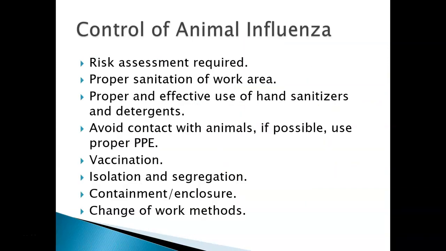Control of animal influenza. Risk assessment required. Of course, this is more for the companies. Proper sanitation of work area. Proper and effective animal handling if possible. Use proper PPE. And of course, this would have to be defined if they were to ask us what is proper PPE. Vaccination if one is available. Isolation and segregation. Containment and closure. Change of work methods.